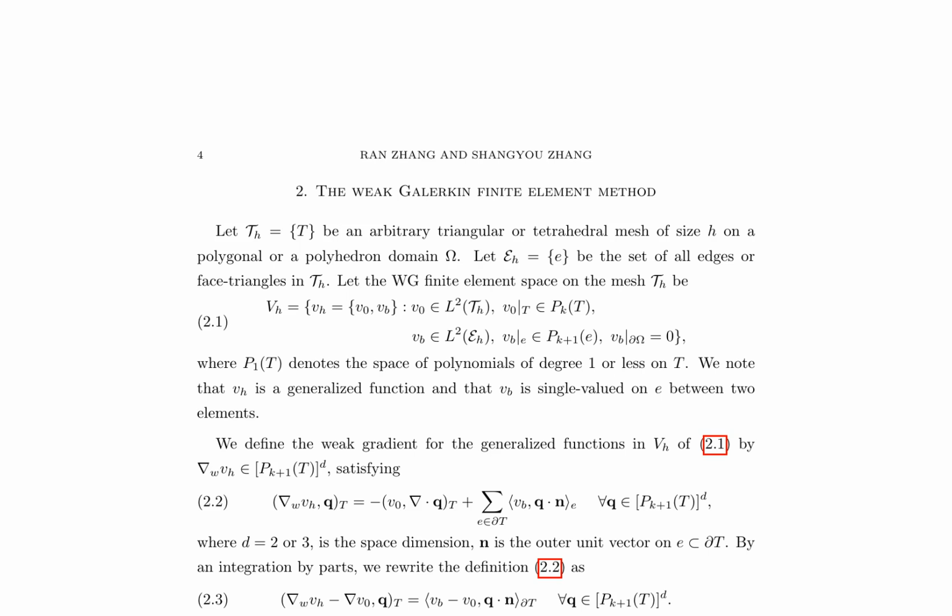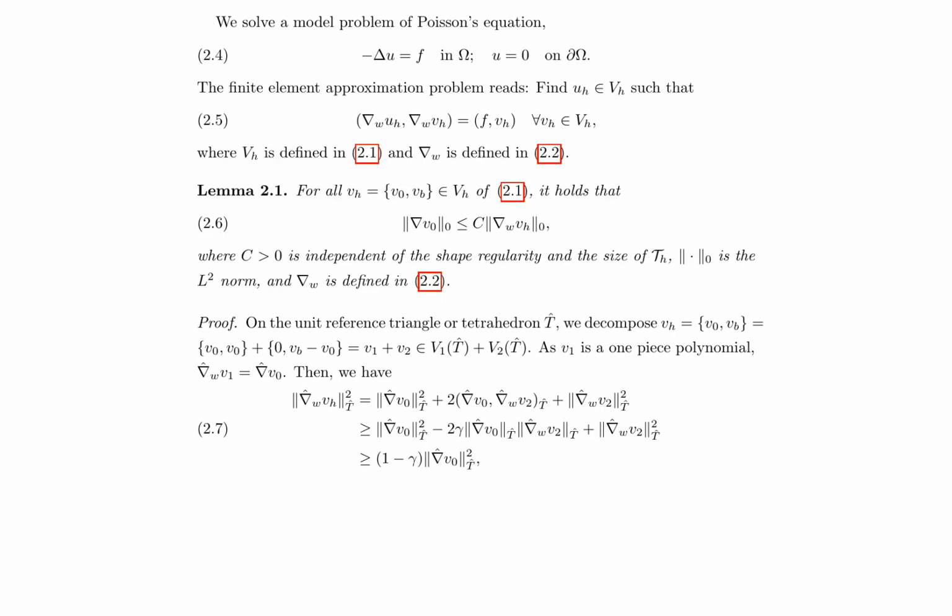The weak Galerkin finite element space VH consists of functions VH equals V0, VB, that satisfy specific properties, including V0 being in L2, TH, and VB being in L2, EH, where EH is the set of all edges or face triangles in TH. The weak gradient nabla WVH is defined as an element of Pk plus 1, T, D, satisfying a specific equation involving the inner product of nabla WVH and a test function Q, and the boundary terms involving VB and the outer unit vector n on E. This definition is rewritten using integration by parts, yielding an alternative form of the weak gradient.